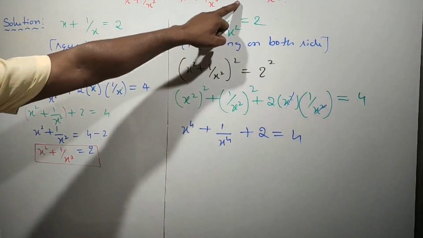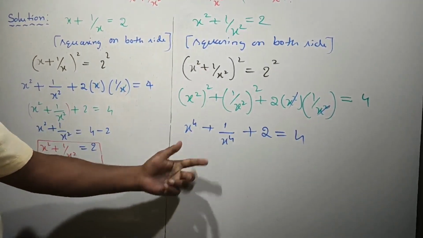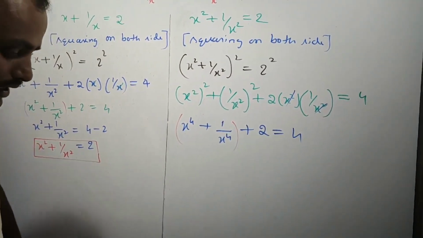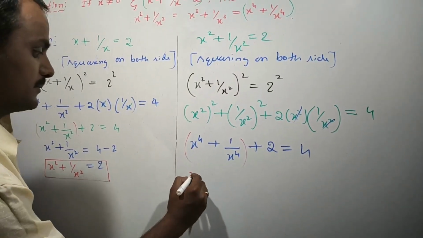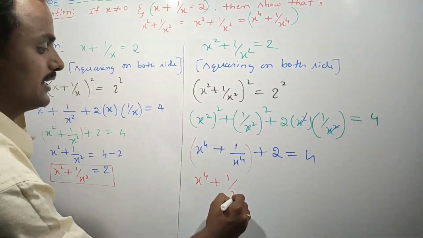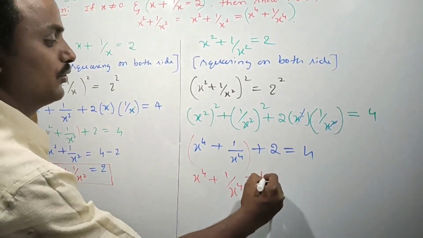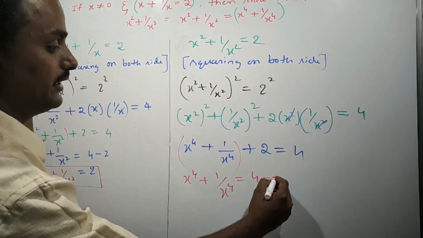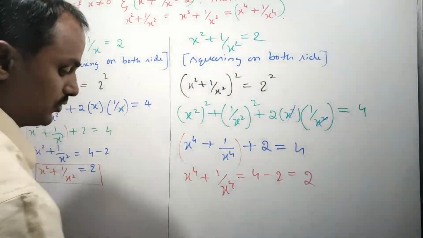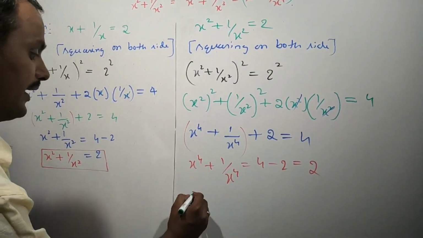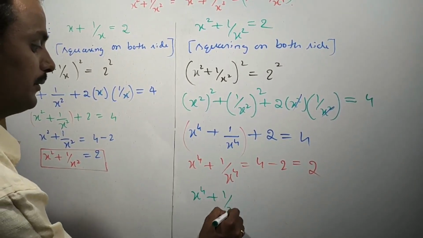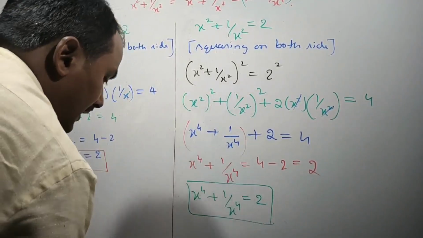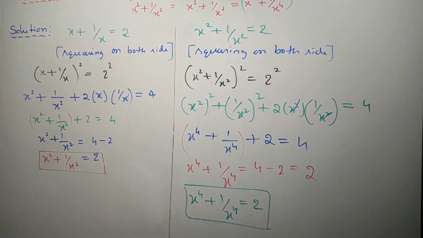Now what we want here is the x power 4 plus 1 upon x power 4 value, this term only I want. This constant transfers to the right side. What happened? Finally, x power 4 plus 1 upon x power 4 is equal to 4, the right-hand side 4. The left-hand side term goes to that side, minus 2, is equal to, finally we got 2 only. Hence, finally, x power 4 plus 1 upon x power 4 value is equal to 2. Finally, what did we get, children? I will write the conclusion here, don't take confusion.